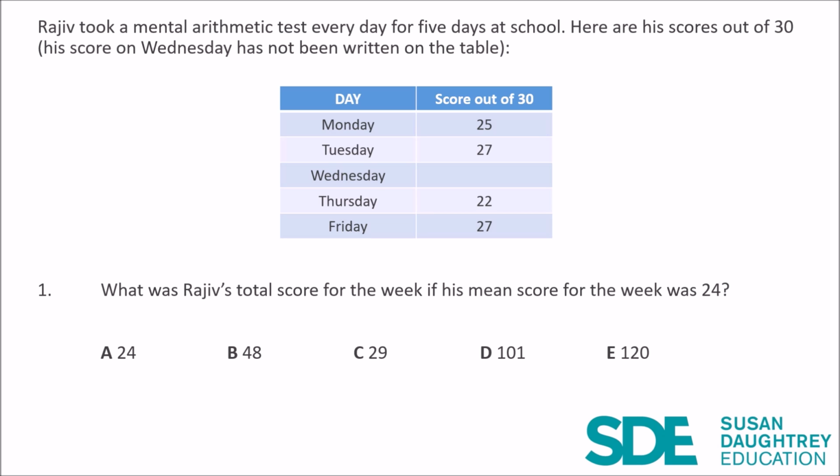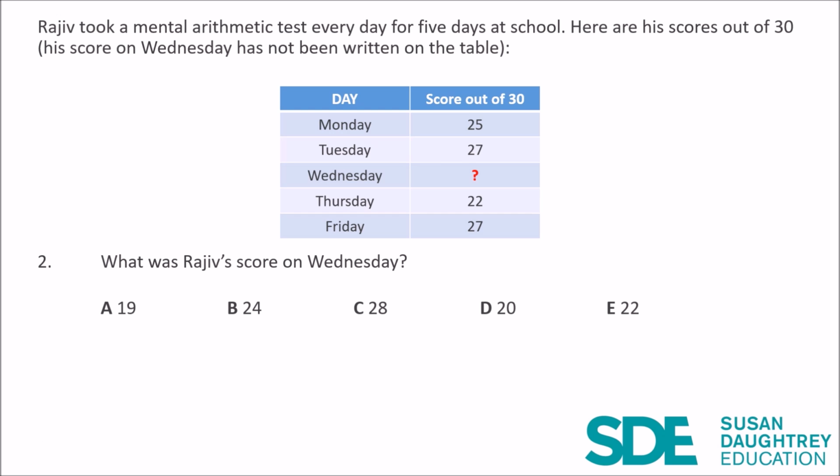Now to find the total, we simply multiply 5 days by the mean. 5 times 24 is 120, so the total score for the week must have been 120. What was Rajiv's score on Wednesday? Well, that's easy because we're given 4 scores, and if we add them all together, 25 add 27 add 22 add 27, we know that on those 4 days he scored 101.